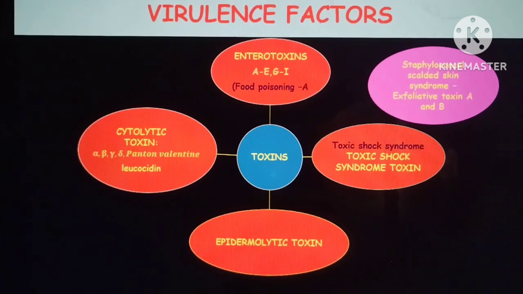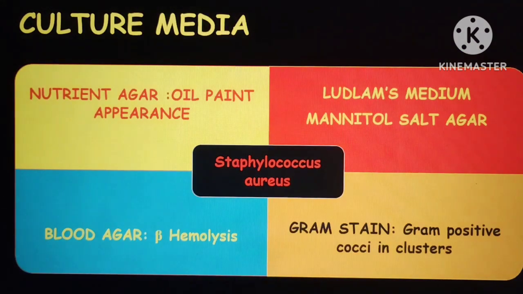Next, what about culture media? First, remember that nutrient agar shows an oil paint appearance. Blood agar shows beta hemolysis, and in gram stain it is always gram positive cocci arranged in clusters. There is also Rutland's medium and mannitol salt agar. These are the media that have been used, and for Staphylococcus aureus, the selective medium is mannitol salt agar.